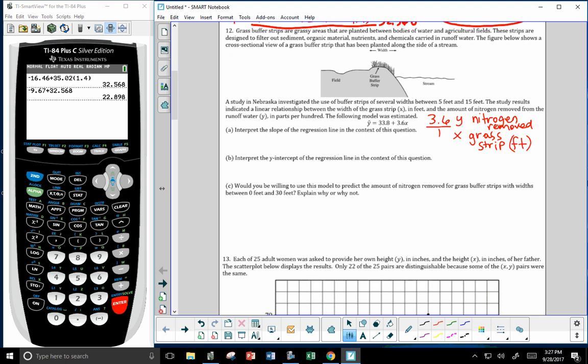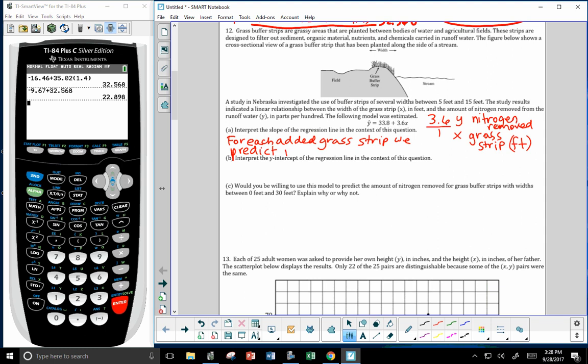So the 1 has to be attached to the grass strip, and the 3.6 has to be attached to how much nitrogen is being removed. Part B, interpret, and back up, I'm sorry. Interpret was 2 points again, and slope was 2 points again. So if you just gave the correct value of 3.6, then you could have gotten half credit on that one, because everything on the test was 4 points apiece.